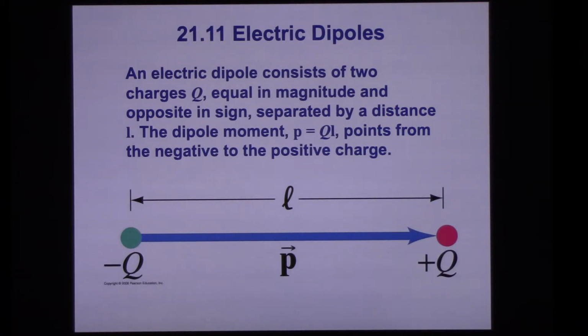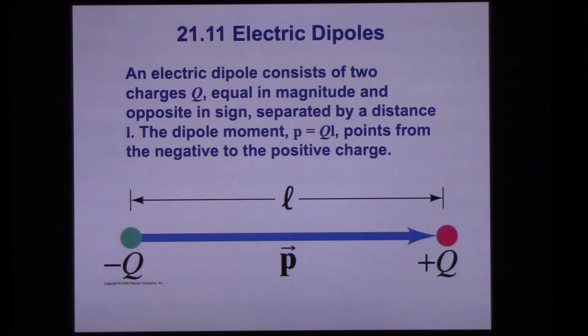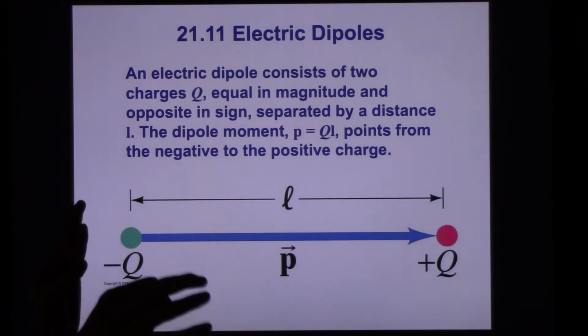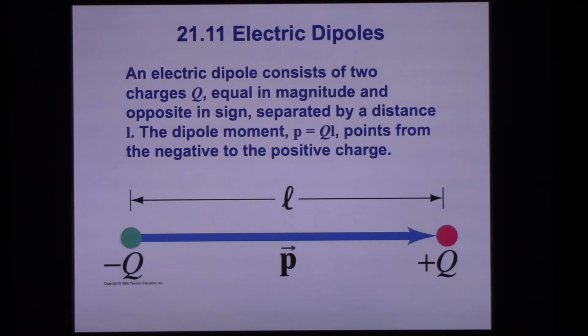Now, how could this be created? We could make a mechanical device. We could just build something, right? Maybe we get a piece of a stick, a piece of wood or something, and we get some kind of a conductor on each end, and we charge them up. And one end is positive and one end is negative. But the charges are fixed at a certain distance, L. Well, that would be a dipole.